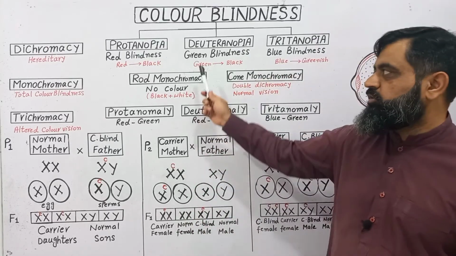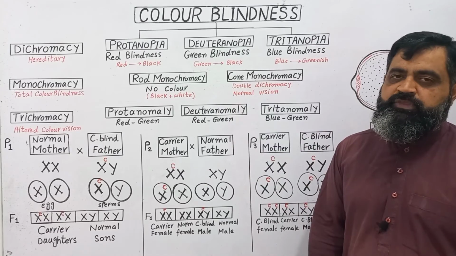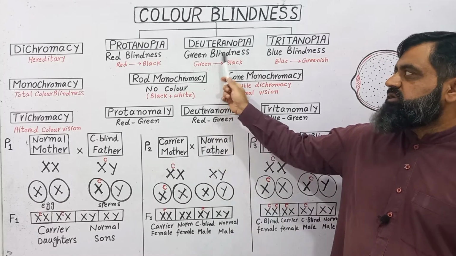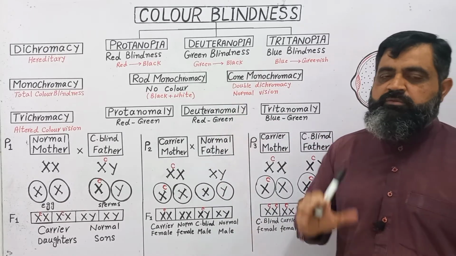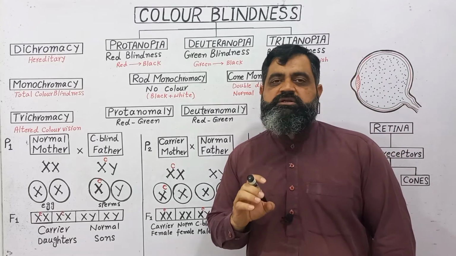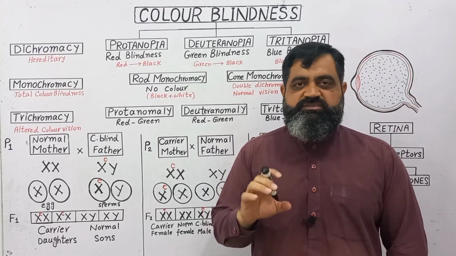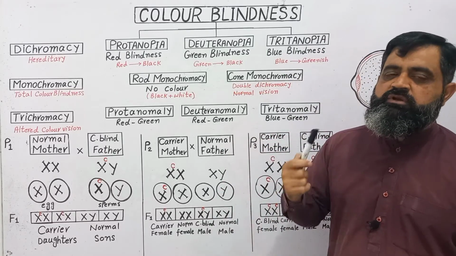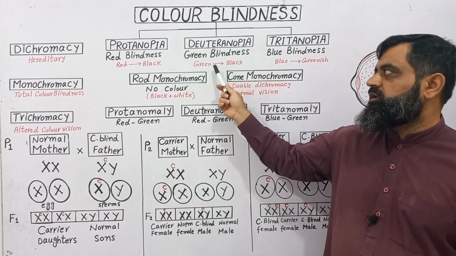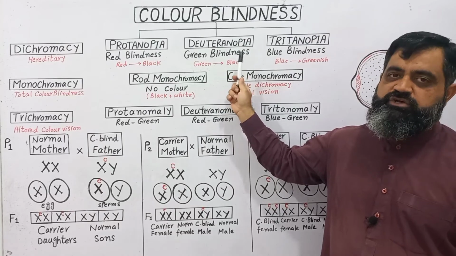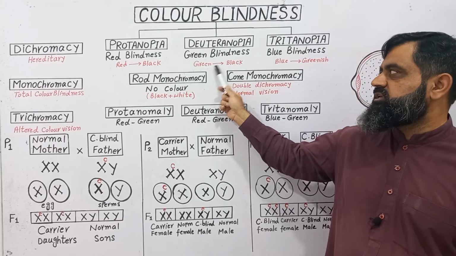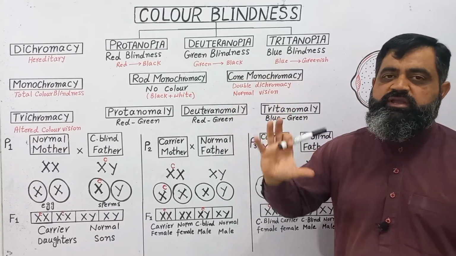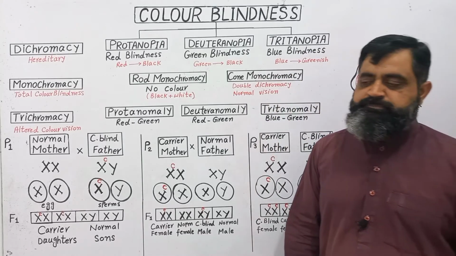The second type of dichromacy is deuteranopia, which is known as green blindness. The opsins present in green cone cells are unable to distinguish green colors, and the person suffering from deuteranopia is unable to see green and all the shades of green colors, and usually sees them as black or gray.